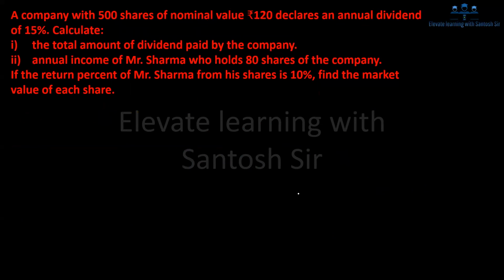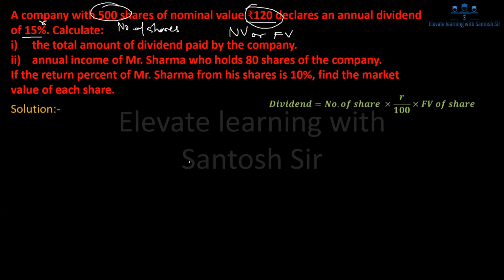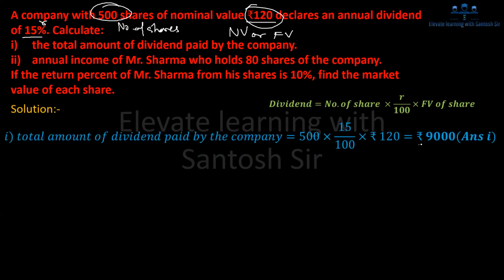Let's come to this question. A company with 500 shares of nominal value rupees 120 declares an annual dividend of 15%. Calculate the total amount of dividend paid by the company. So a company has 500 shares and nominal value of shares, or the face value of the shares, is rupees 120. Rate of dividend we have, number of shares we have. We can easily find the dividend paid by the company. Let us find it out. It is rupees 9,000. So first part is done.